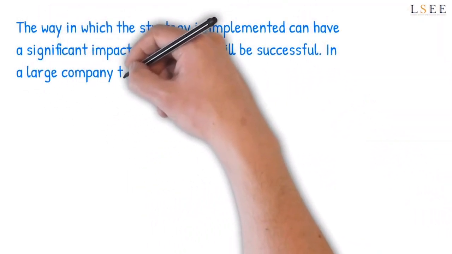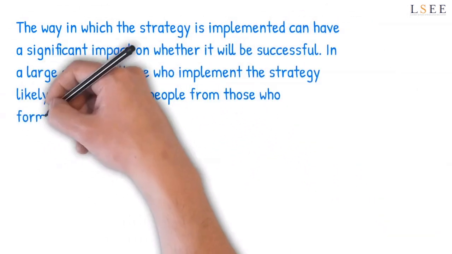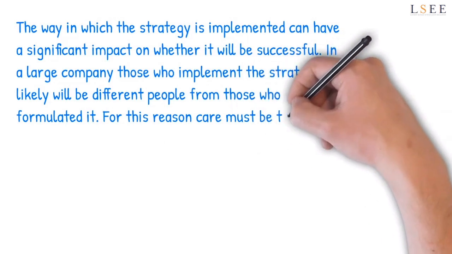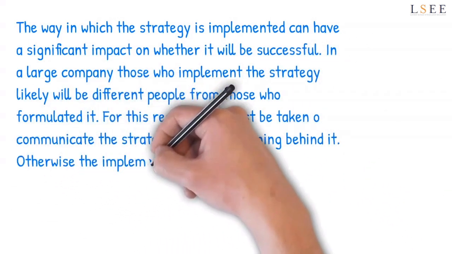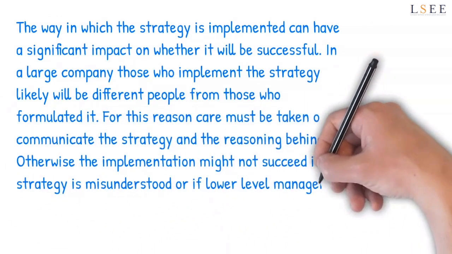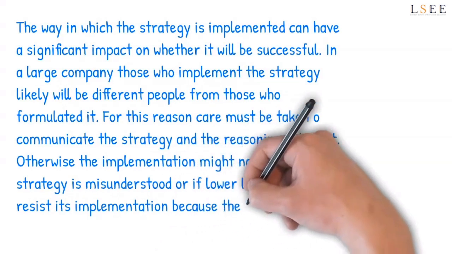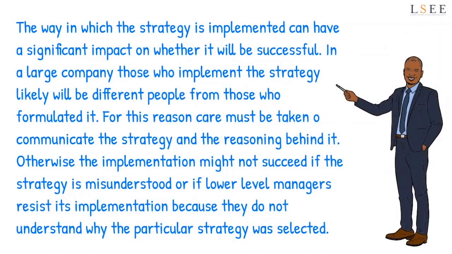In a large company, those who implement the strategy likely will be different people from those who formulated it. For this reason, care must be taken to communicate the strategy and the reasoning behind it. Otherwise, the implementation might not succeed if the strategy is misunderstood or if lower-level managers resist its implementation because they do not understand why the particular strategy was selected.